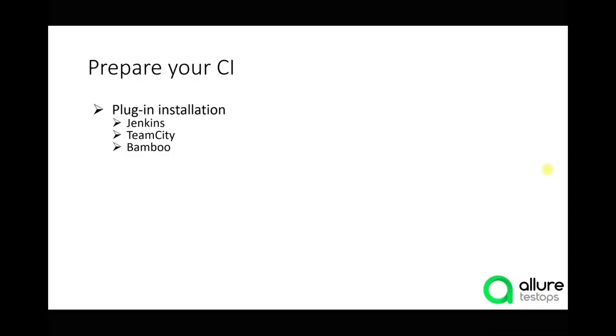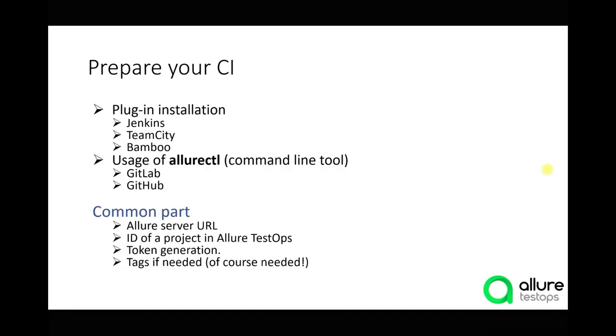We have developed Jenkins, TeamCity, and Bamboo plugins. If your CI does not support plugins, then you can use AllureCTL, which is the command line tool implementing the API of Allure TestOps, and this tool will help you to import the test results from the CI system. And the common part for all of this will be providing the Allure server URL. It will be a little bit different for the plugin and usage of AllureCTL, but nevertheless, it's almost the same.